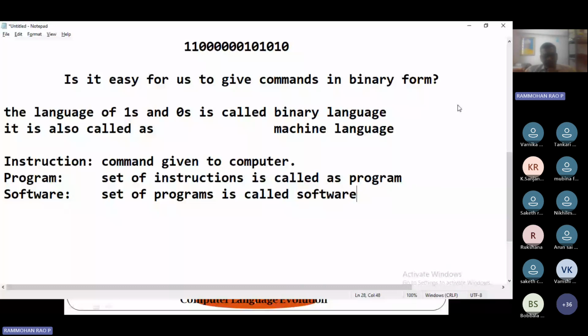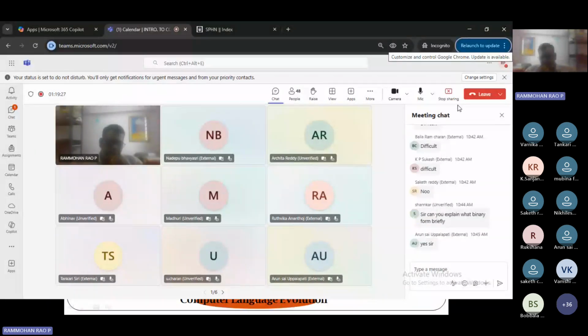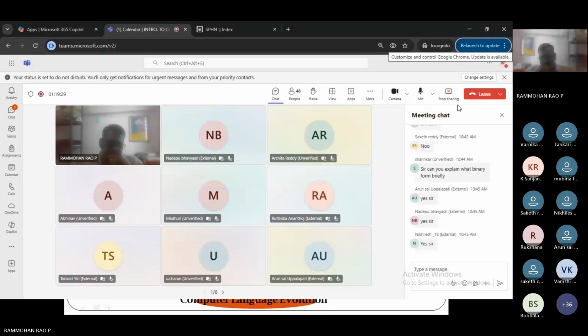These three words are clear, friends. What is an instruction, what is a program, and what is software? A command given to the computer is called an instruction. A set of instructions is called a program. A set of programs is called software. Is it clear, friends? Yes, we will discuss binary form in detail. That is the next part.